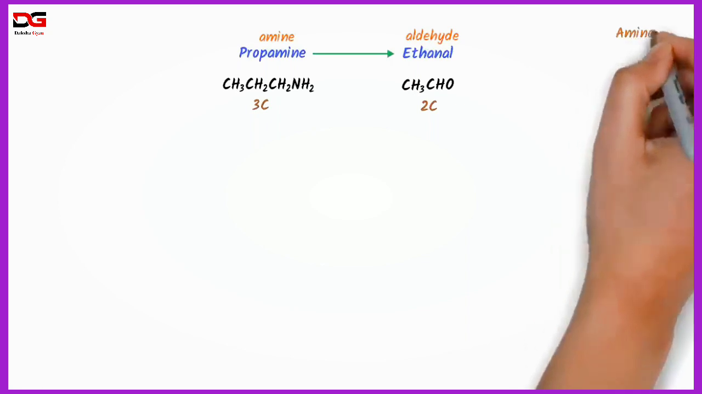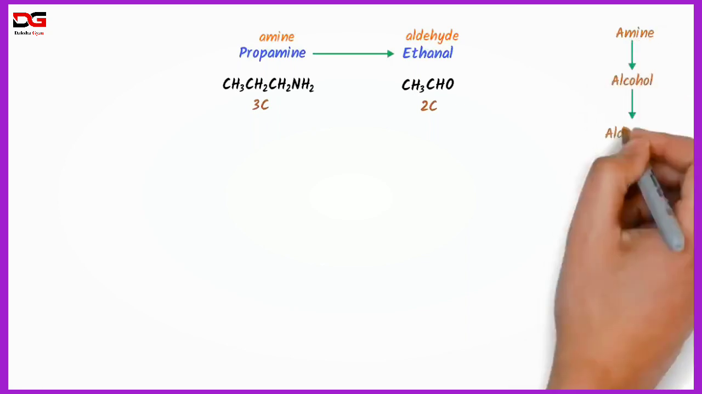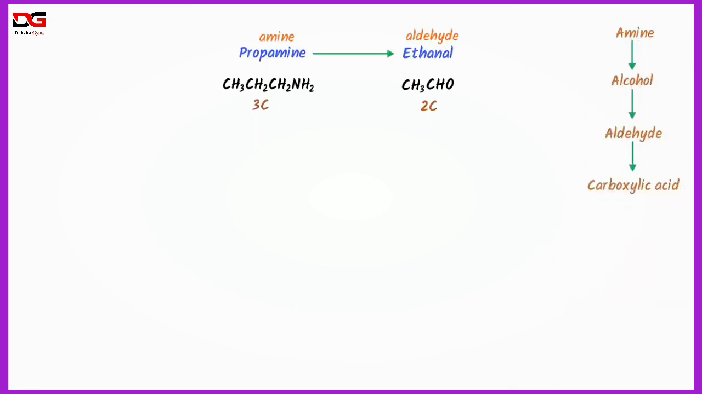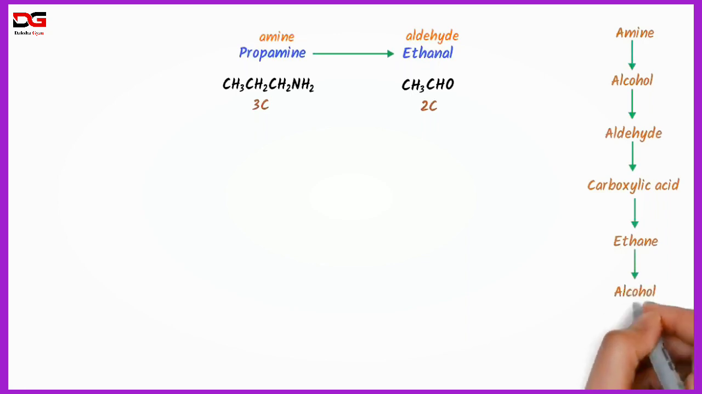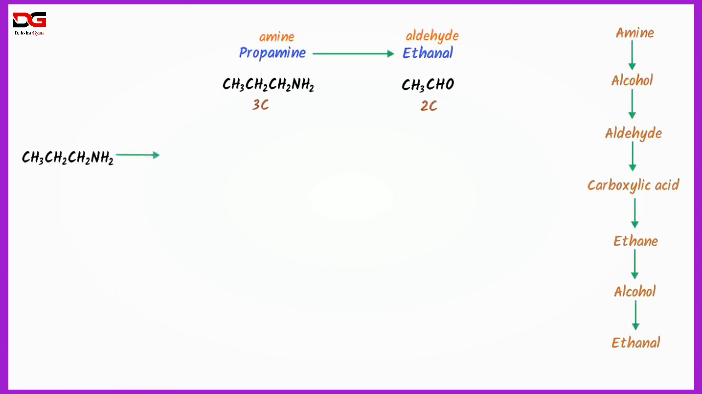Firstly, I will convert amine to alcohol, to aldehyde, to carboxylic acid. I will break carboxylic acid to ethane. I will convert ethane to alcohol and then to aldehyde. For example, I write here propamine. I add nitrous acid HNO2 to it. I get propanol.